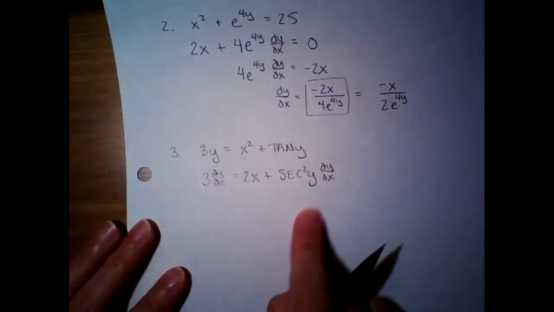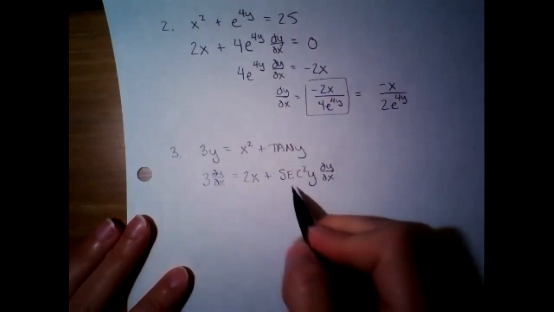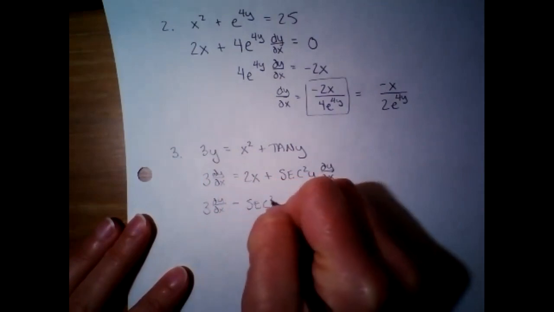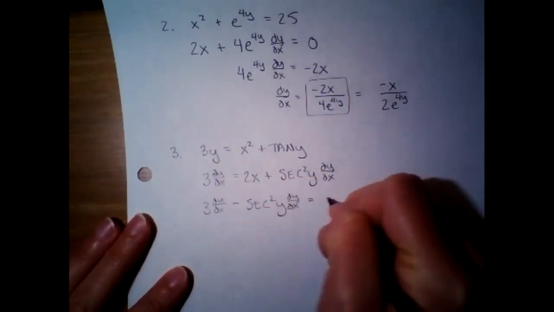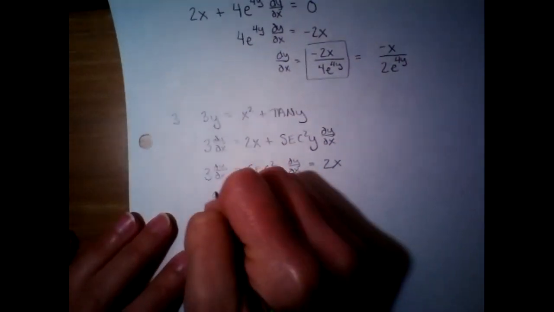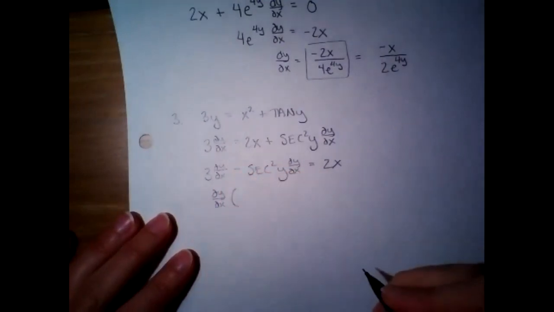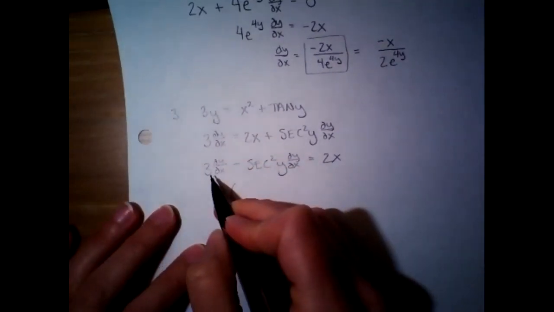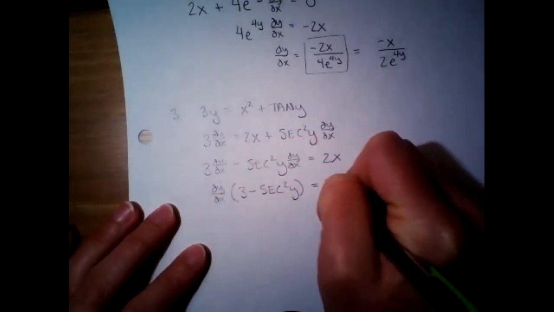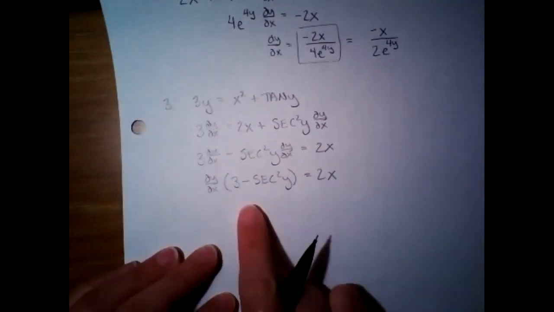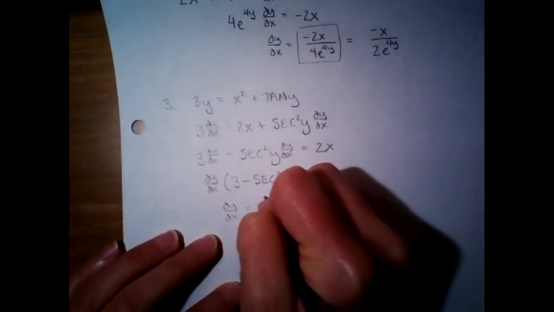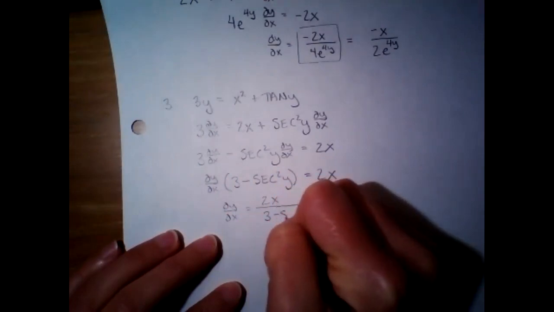So we're going to have to start by getting them both on the same side. So I'm going to subtract over this term. So we'll have minus secant squared of y dy dx. And so now once we have those both on the same side, we can factor out a dy dx. So greatest common factor. If we factor that out, we're going to have 3 minus secant squared of y. And then last step, we're going to divide this to the other side. So it will be 2x over all of that.